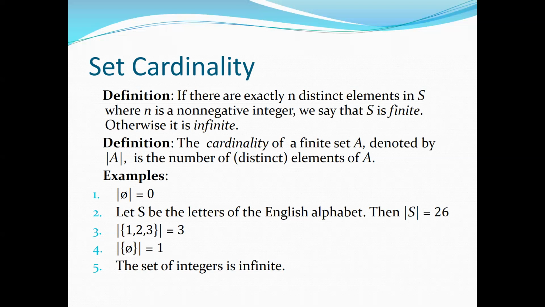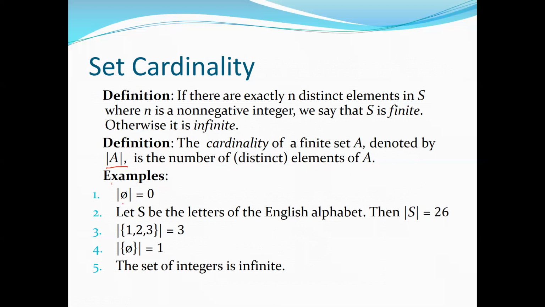Cardinality refers to finite sets. We can always compute the cardinality of finite sets. We cannot compute the cardinality of infinite sets. So the definition is: the cardinality of a finite set A, denoted by A with two bars, sometimes you may call it the mod symbol, but this is not mod, this is the cardinality. This is different from modulus. It is the number of distinct elements of A, the number of elements in set A.